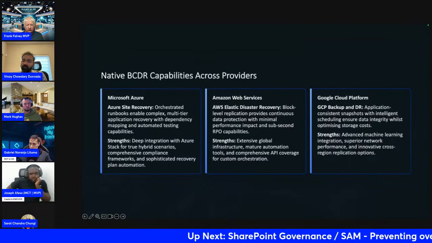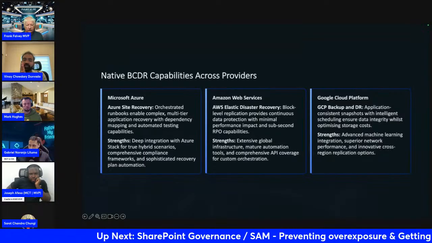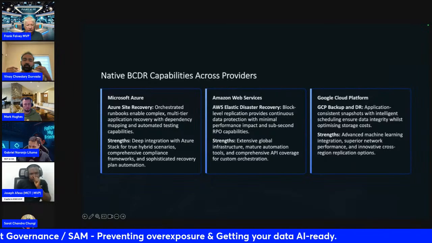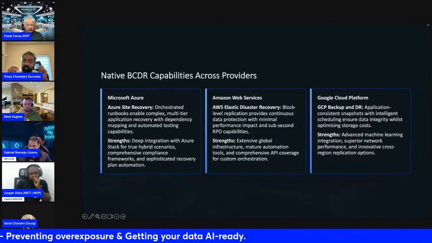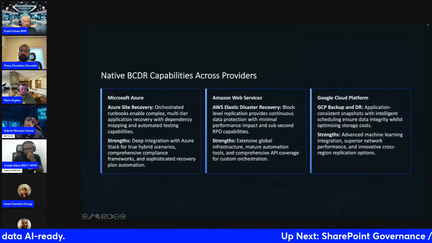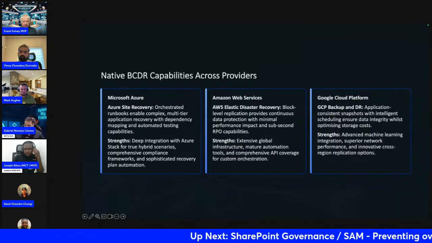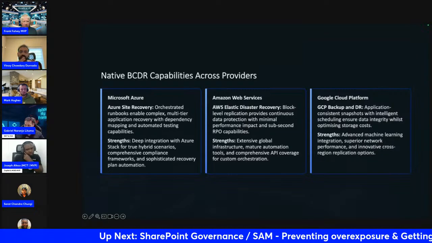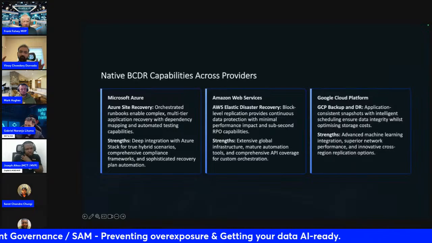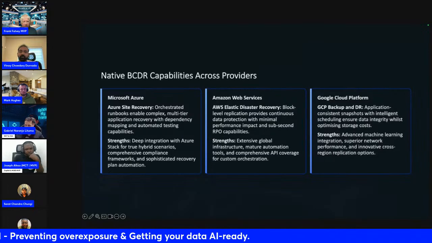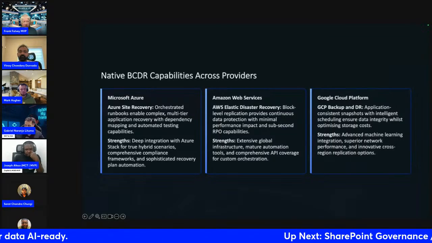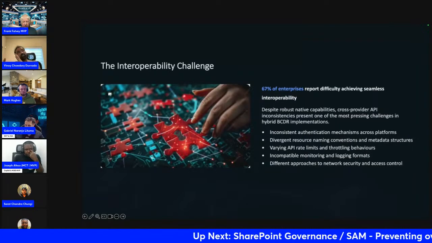Each major cloud provider often has strong native BCDR tools, like Azure Site Recovery and AWS Elastic Disaster Recovery. And Google Cloud brings advanced machine learning into the picture with intelligent scheduling and cross-region replication. Individually, these tools are powerful, but when you try to combine them in a hybrid environment, you hit interoperability challenges.